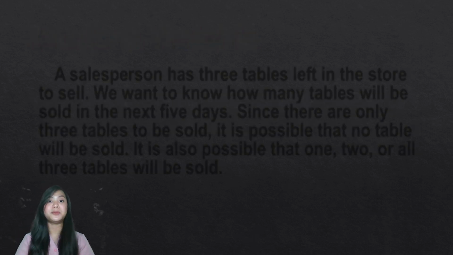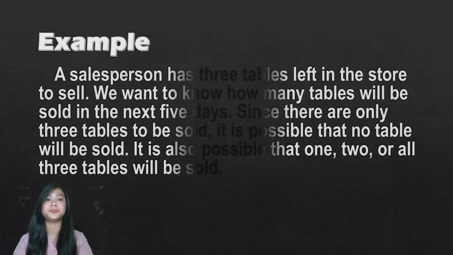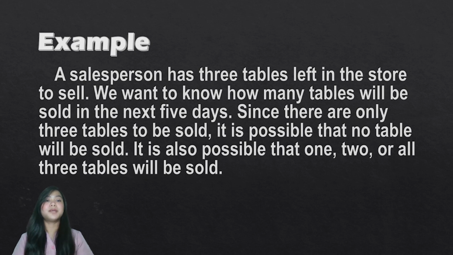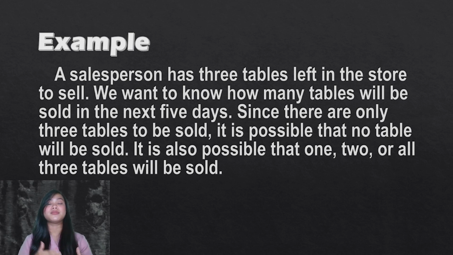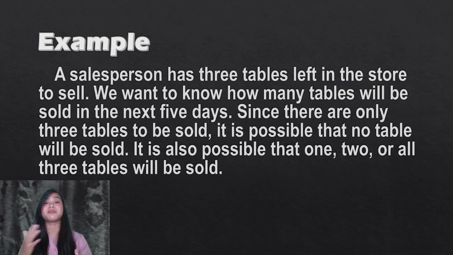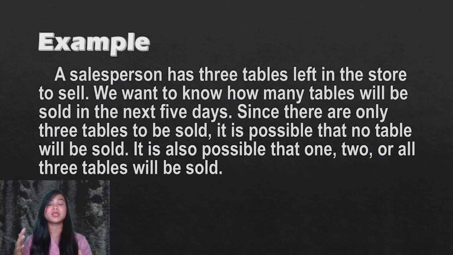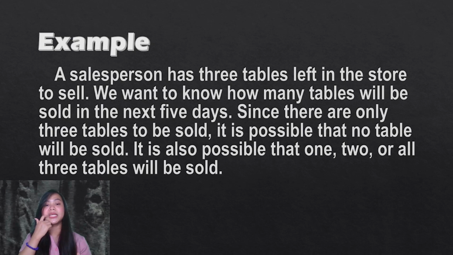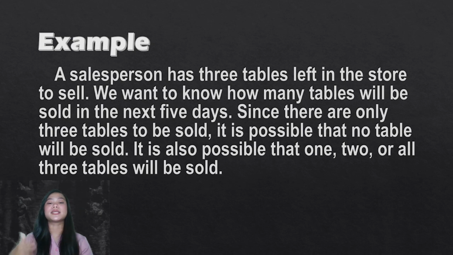So let's have examples. Example problem for random variable. In here, a salesperson has 3 tables left in the store to sell. So we want to know how many tables will be sold in the next 5 days. So the researchers are going to observe in the next 5 days how many tables will be sold in those 5 days, in the next coming 5 days.